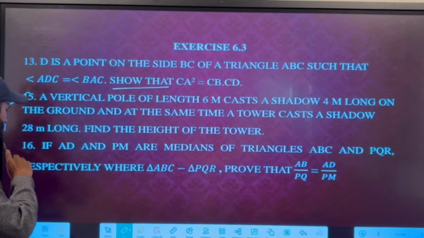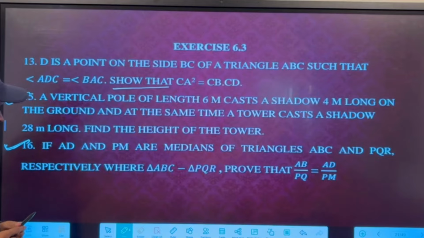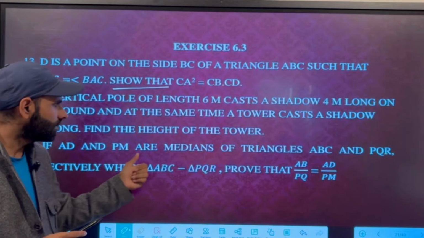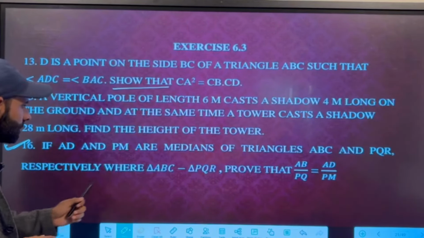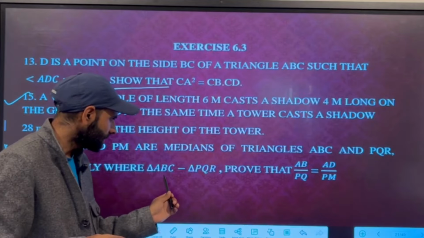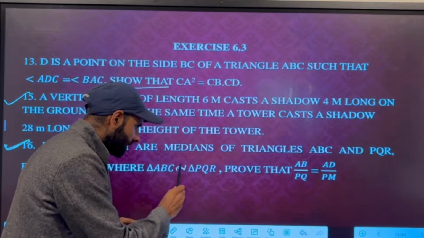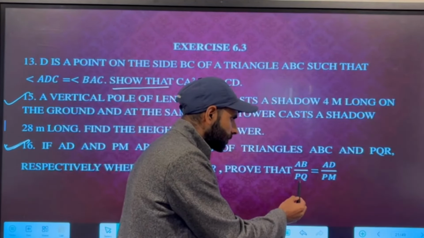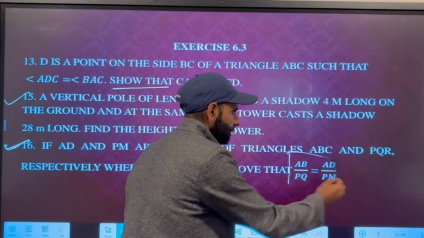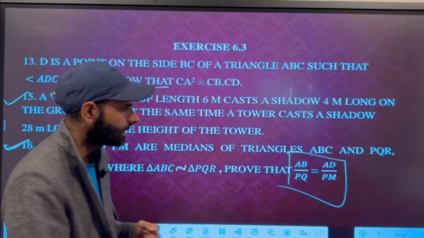Last question of this chapter, question number 16, it is very important. If AD and PM are medians of triangle ABC and triangle PQR respectively, where triangle ABC is similar to triangle PQR, you have to prove that AB by PQ is equal to AD by PM.